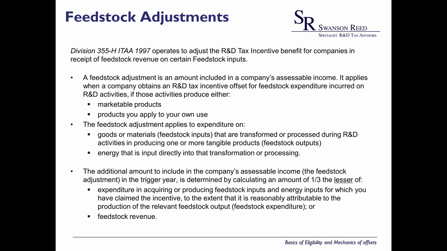The feedstock adjustment applies to expenditure on producing goods or materials that are transformed or processed during R&D activities in producing one or more tangible products. The additional amount to include in the company's assessable income is determined by calculating an amount of 1/3 of the lesser of expenditure in acquiring or producing feedstock inputs or feedstock revenue.